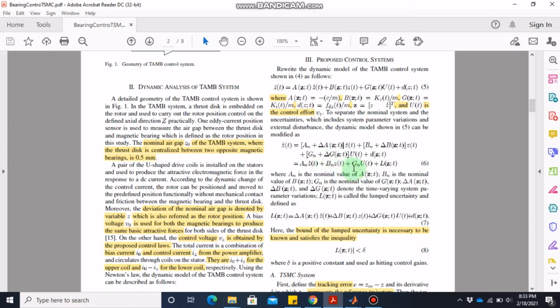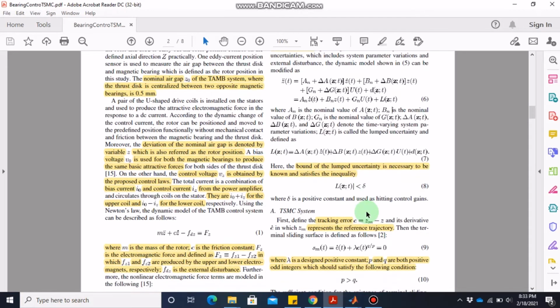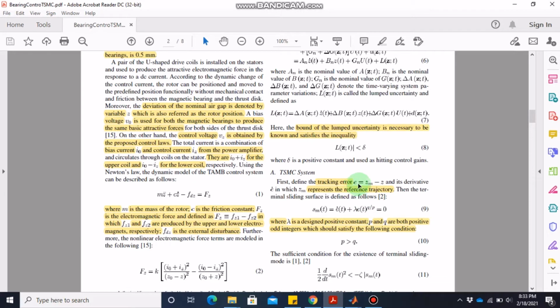They also propose that you can model lumped uncertainties in the system in this manner, that the Z double dot is A nominal times Z dot plus B nominal times Z plus G nominal times U plus L for lumped uncertainties, which could be a function of time. Then lumped uncertainties are assumed to be bounded by this constant delta, as usual, as we do for all the sliding mode control designs.